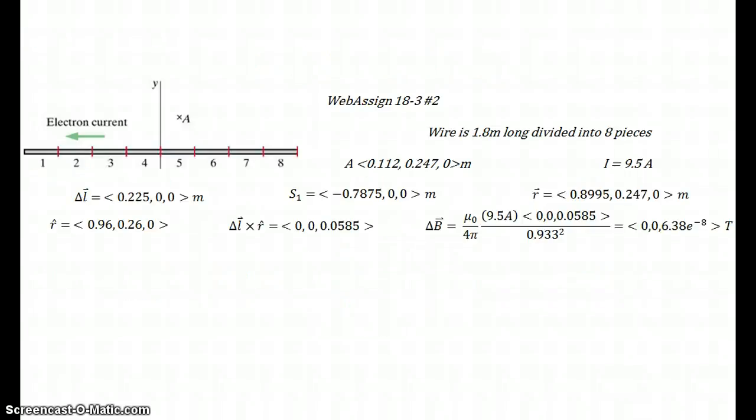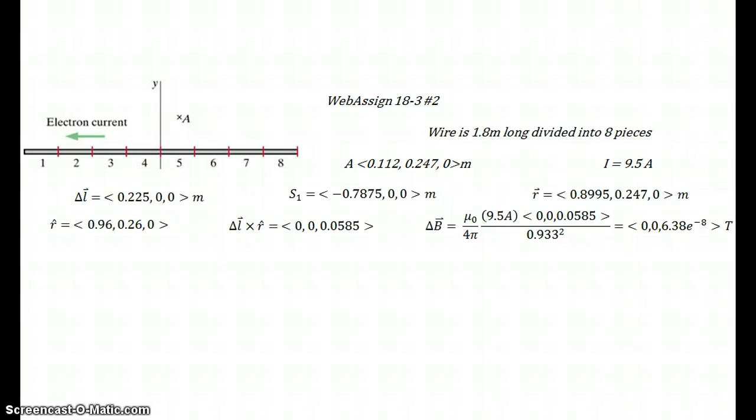The problem wants me to find delta B at a location A due only to the current of segment 1 of the wire. I found delta L by dividing the length by 8, which equals 0.225 meters. And because the wire is along the x-axis, I know that the delta L vector would only have magnitude of 0.225 meters in the x direction.